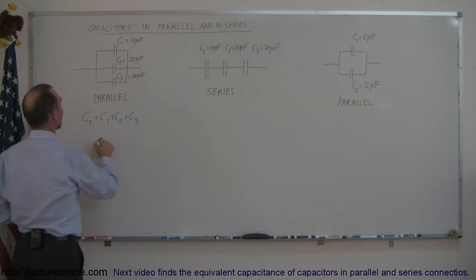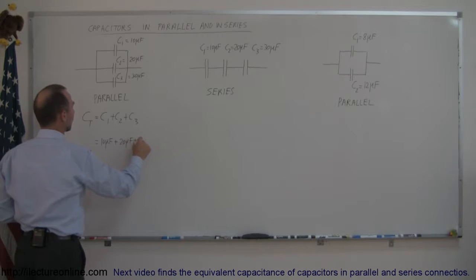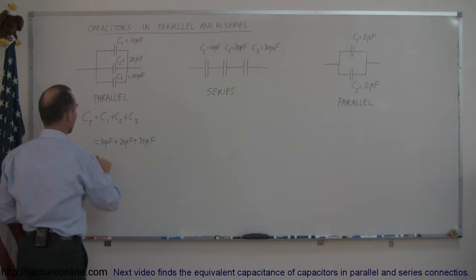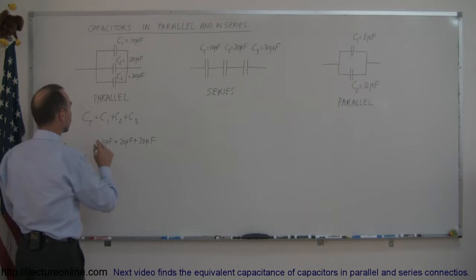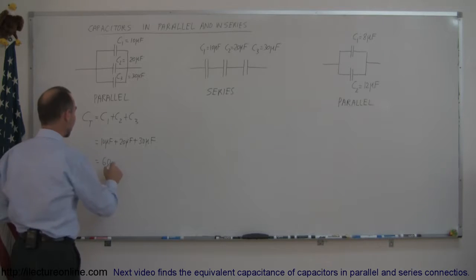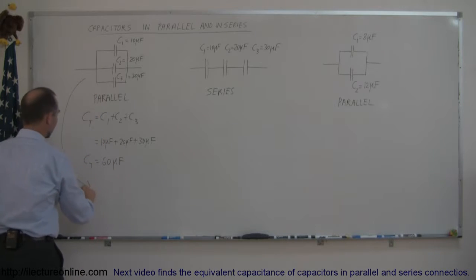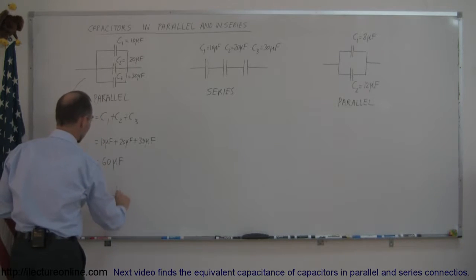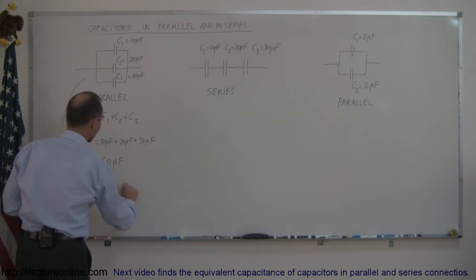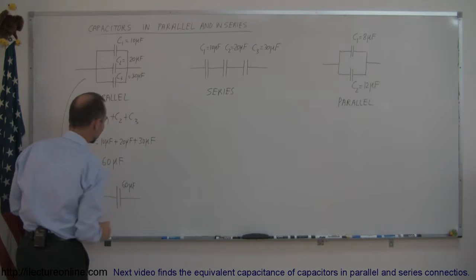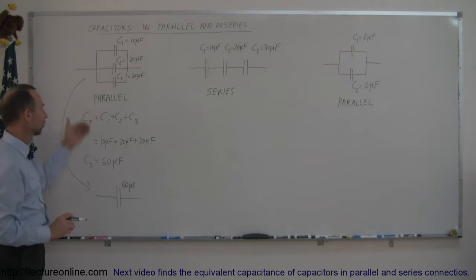In this case, capacitor 1 is 10 microfarads, the second one is 20 microfarads, and the third one is 30 microfarads. You simply add them up together, and so the total capacitance of all three combined like that is equal to 60 microfarads. In other words, you could change the circuit into a single circuit with a single capacitor like that, that simply has a 60 microfarad capacitor. So these circuits, in essence, are similar to one another electrically.